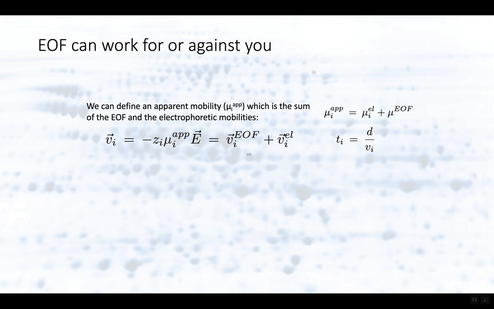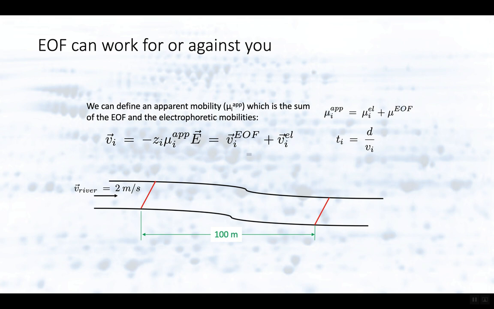And if we divide the length of the flow channel, or the distance down the flow channel d, by the velocity of the ion, we can get the time it will take to reach the end of the flow channel. Now, conceptually, let's think about this in very simple terms. We have a river, and we have a starting point, and 100 meters downstream we have an ending point.